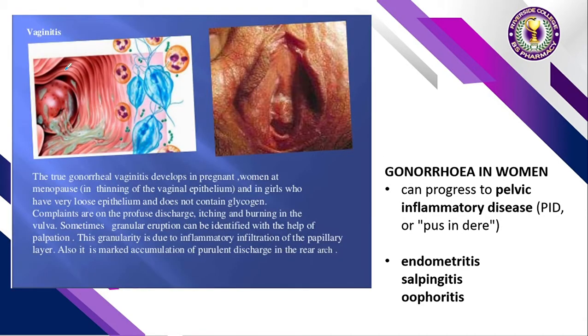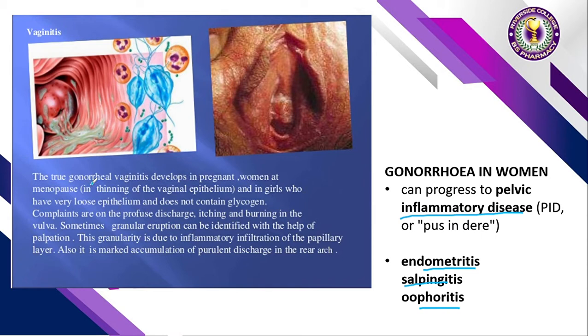So this is what happens in women. It can progress to pelvic inflammatory disease, or PID, known as pus in the deer. It causes endometritis, inflammation of the endometrium, salpingitis, inflammation of the fallopian tube, and oophoritis, inflammation of the ovary.